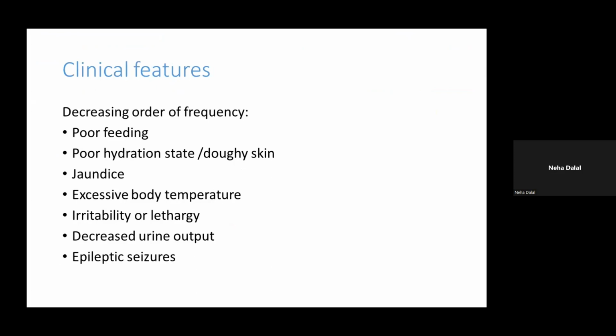Clinical features, as wonderfully explained in the case management, may include poor feeding and a high-pitched cry. The doughy skin is the classical sign of hypernatremic dehydration, because of the late loss of fluid from the intracellular to the extracellular compartment. There may also be excessive body temperature, lethargy, and babies may present with seizures if the hypernatremia is severe.